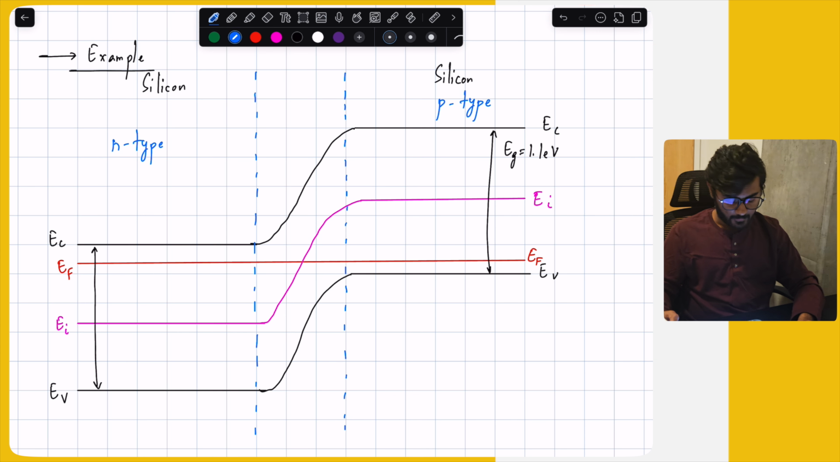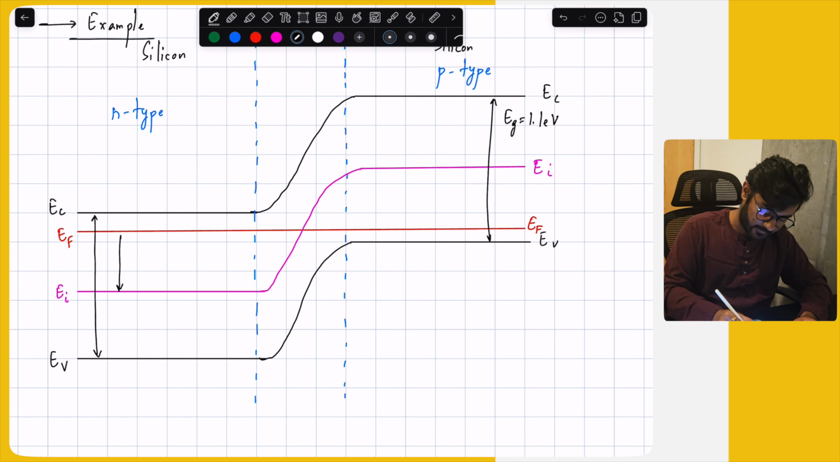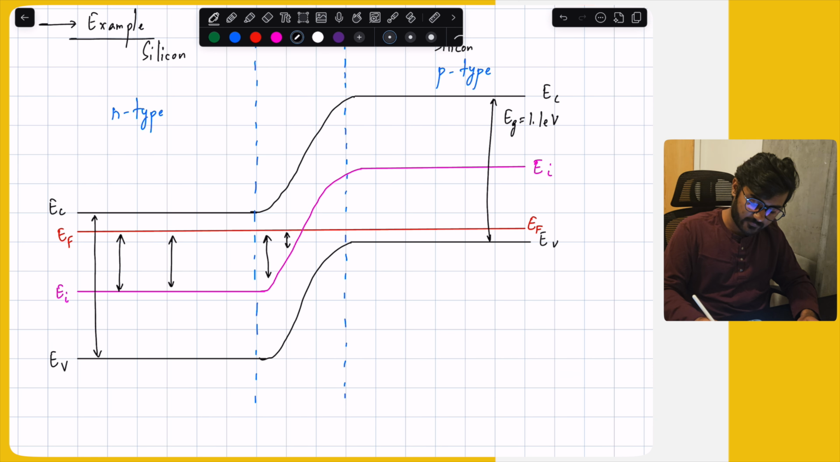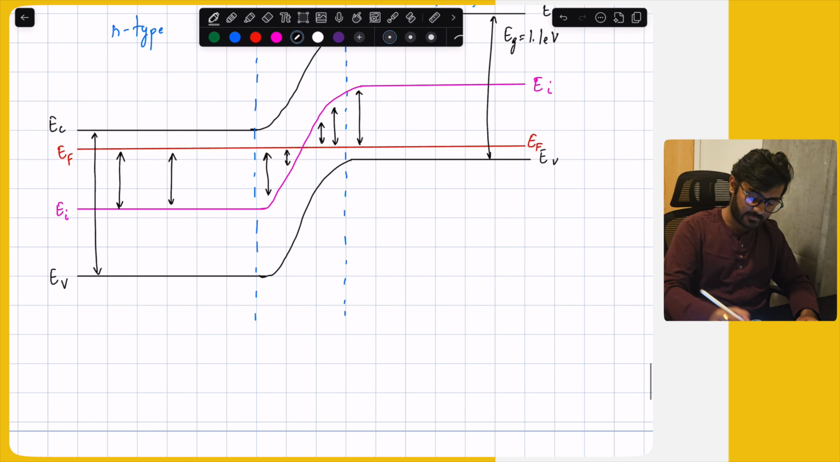So as we can see, as we move from the edge to the center of the device, the distance between your EF and EI keeps reducing, right? This means that the carrier concentration is actually reducing as I move towards the center. Similarly, if I come from the right towards the center, you notice that the EI and EF distance is actually reducing. This means that the concentration of holes is actually reducing at the center. So we can see that at the center, your carrier concentration is very low. So this is what we actually refer to as the depletion region.